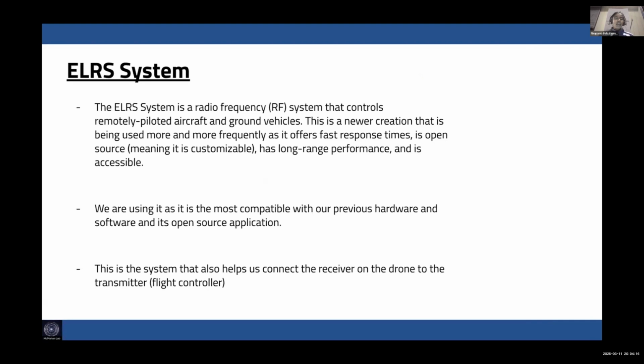Adding on, we're using it as it's the most compatible with our previous hardware and software, and it has an open source application, making it very applicable to our project. This is a system that also helps us connect our specific receiver to the drone, to the transmitter. And this is especially where we've had a problem in the past, as the ELRS system, even though it is very useful, can be a little more difficult to work with, especially when making connections and when you're starting off.